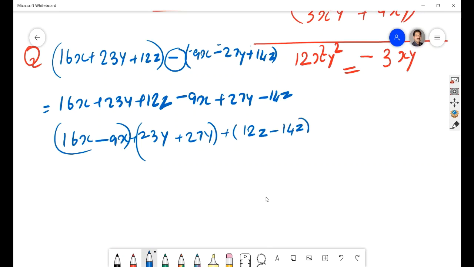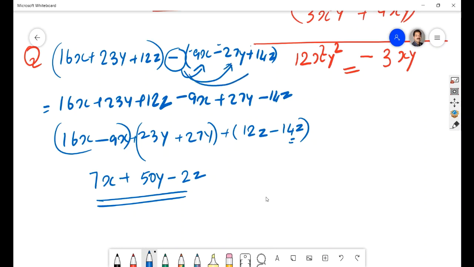right, in another bracket. Ultimately what happens, 16x minus 9x is equal to 7x, plus 23y plus 27y is equal to plus 50y. Then you are having 12z minus 14z. The number to be subtracted is bigger, so naturally it will become minus 2z. So here is changing the sign of all the terms inside to remove the bracket. Then do the operation of addition. Here you can see the addition. Now this is horizontal arrangement. If you go to vertical arrangement, as I told you before, it is quite easy.